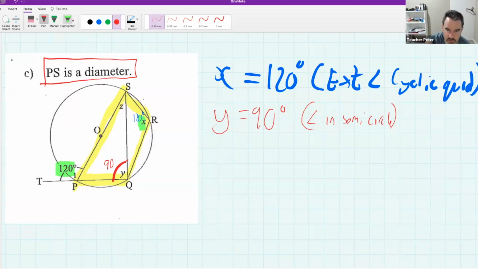What have we got left to do? So we know that's 90. That's 120. Now we have to find the Z. Any ideas for the Z? I don't know if I can go straight there. I might have to pick up something on the way. Who can help me?